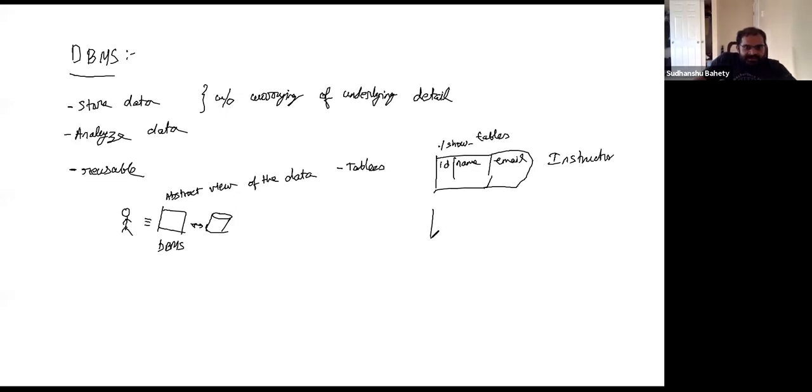Similarly, there are tables for courses, let's say, and over here you can have course ID and name. You can have tables for students and batches, and so on and so forth. There are multiple tables. When you hit show tables, it shows you all the tables that are present over here. So there is some kind of abstraction. There are many ways to provide this abstraction. One is called the relational model.